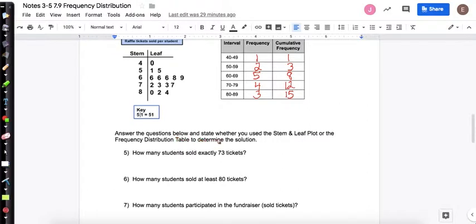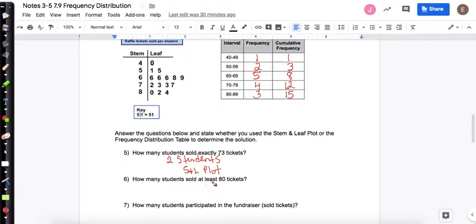Now we're going to answer questions below and state whether you use the stem and leaf plot or the frequency distribution table to determine the solution. So some of them are both, some of them we can only use one. So how many students sold exactly 73? Okay, so here we can tell 1, 2, so 2 students. And can we tell from the frequency distribution that 2 students sold 73 tickets? No. All I know is from 70 to 79, 4 students sold that many tickets. So we would write stem and leaf plot.